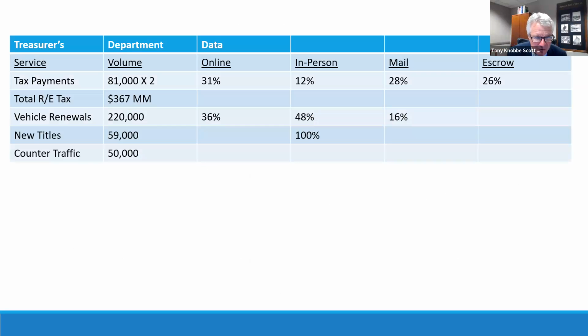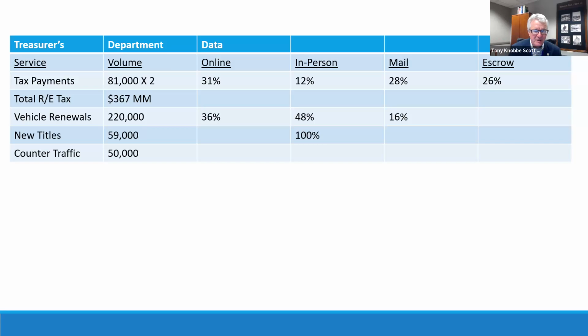All right, on to just some general information about my department. Here's a screen that shows you some of the volumes we deal with. As I indicated, there's 81,000 parcels in the county. We collect taxes on those twice a year, so 162,000 tax payments every year. How do people make those? Here you can see the breakdown, and those numbers are a moving target.